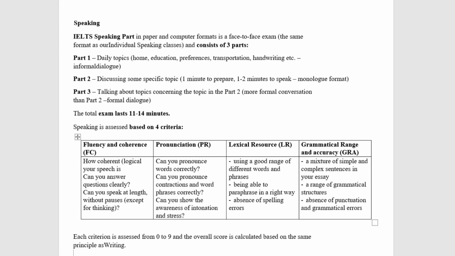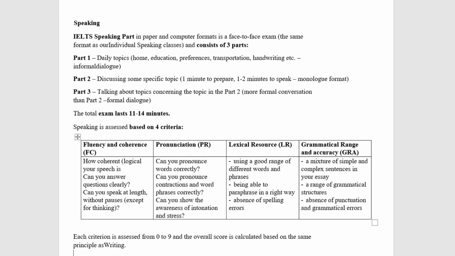In part 2, you are given a topic. For example, describe a place you like. You have 1 minute to prepare and 1 to 2 minutes to speak. This is a monologue. And in part 3, you are going to answer questions regarding the topic in part 2. For example, if you describe a very good place, in part 3 you are going to answer questions about what types of places you visit, about parks, different facilities, and so on.